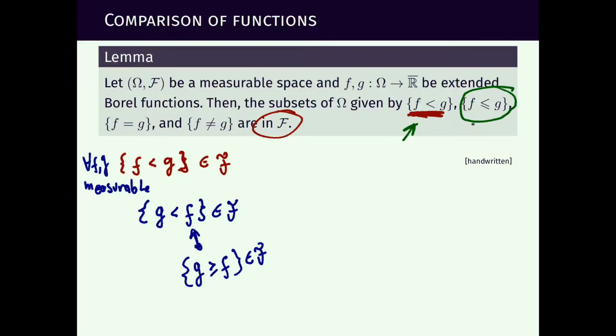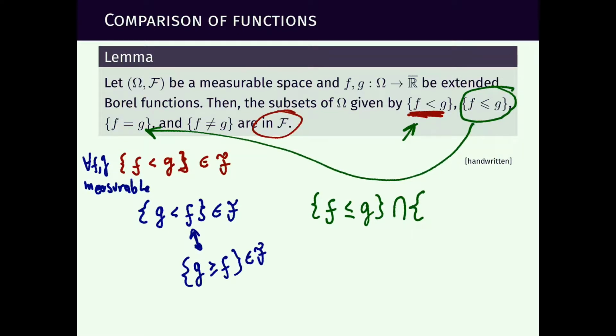And once we have this, then we can also get this simply by taking the intersection. Yes, the set of points omega for which f is less than or equal to g, if we take the intersection with the set of points omega for which f is larger or equal to g, this is also measurable if we have proved this property for every f and g. We just switch the roles of f and g in this statement here, and this intersection is exactly equal to the set where f equals g.